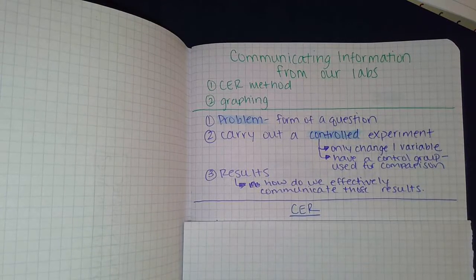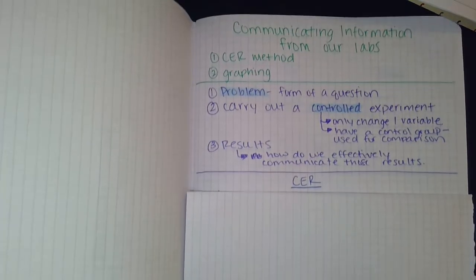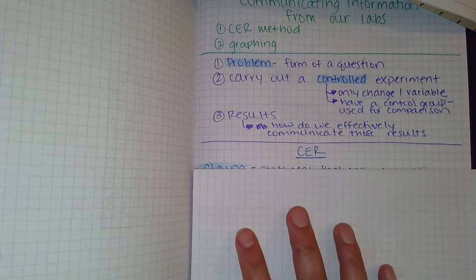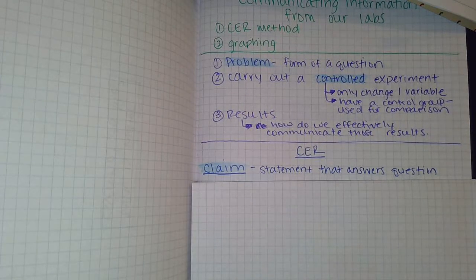And CER stands for claim, evidence, and reasoning. It's going to be three parts. You're going to do this on a lot of labs, maybe not every lab, but you will get better at it. It's a little hard at the beginning, so have no fear. You will get better. It just takes a little practice. So the very first thing is the claim, okay? And the claim is just a statement that answers the question.